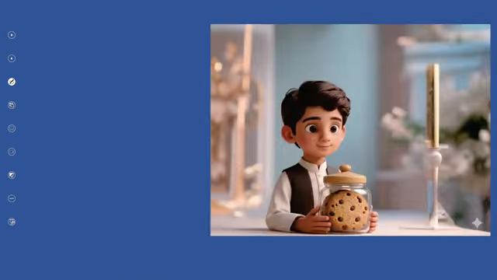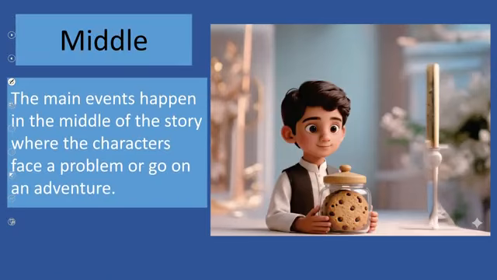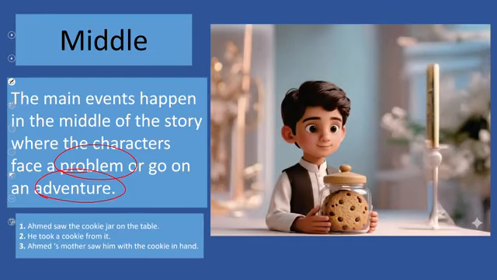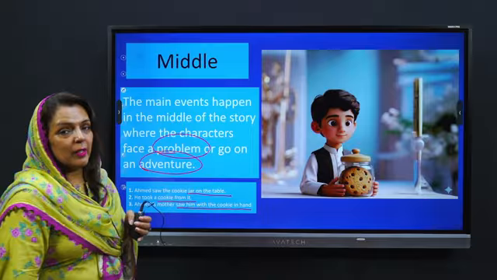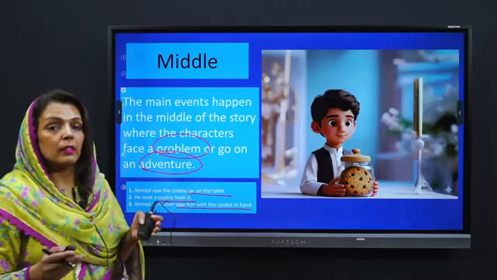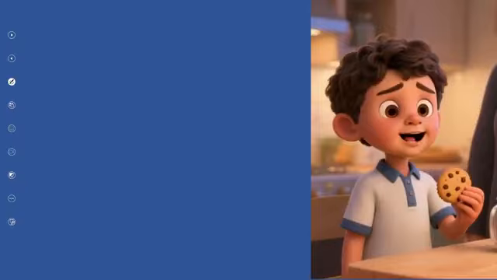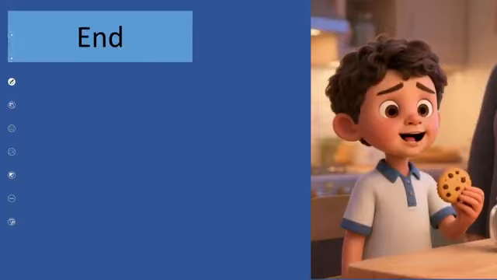Now let's see this. In this we are going to learn what the middle is. The middle is the main events happening in the middle of the story, where the character faces a problem or goes on an adventure. So what was the middle of the story? Ahmed saw the cookie jar on the table. He took a cookie from it, and Ahmed's mother saw him with the cookie in his hand. So this is the problem Ahmed faced, and it took place in the middle of the story. Got it?